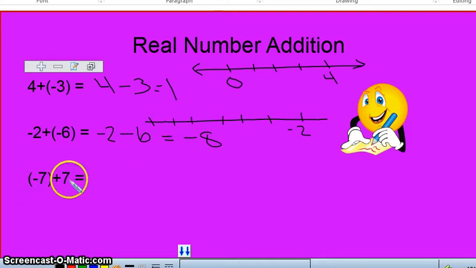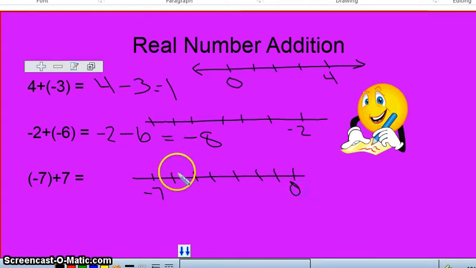Here we've got negative 7 plus 7. So that means, in a number line sense, that we're starting out 7 to the left of 0, negative 7. And we want to go, positive is to the right, 7 units. So -7, -6, -5, -4, -3, -2, -1, 0. So -7, and then to the right 7 or +7 is 0.